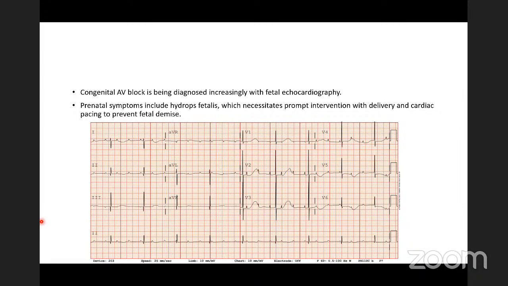So what are the prenatal symptoms of those infants who have congenital blocks? So these include hydrops fetalis, and if someone has hydrops fetalis, prompt intervention with delivery and cardiac pacing to prevent fetal demise is necessary.